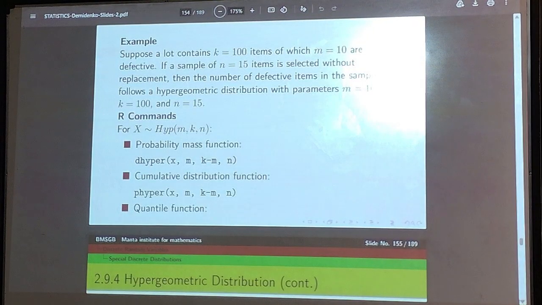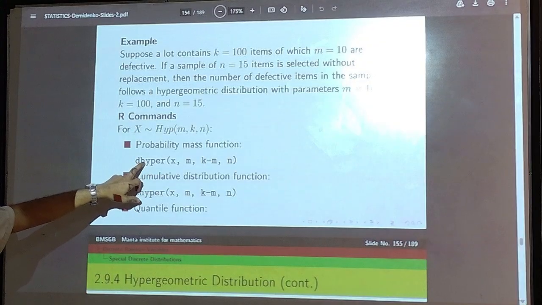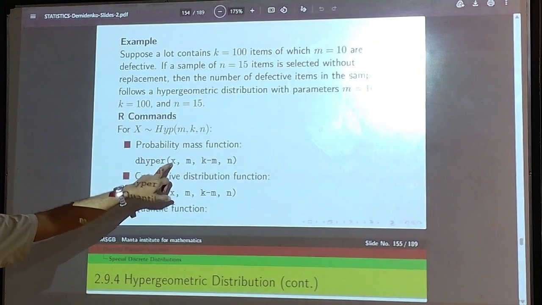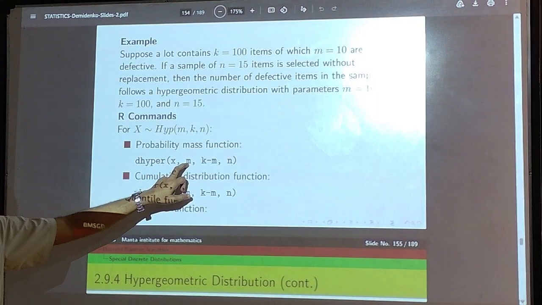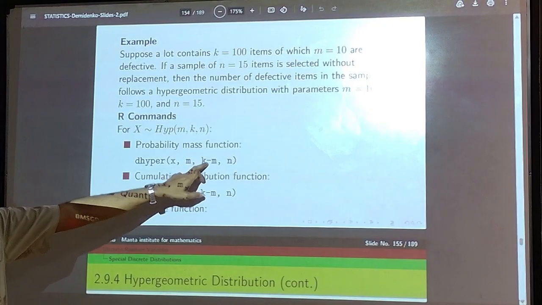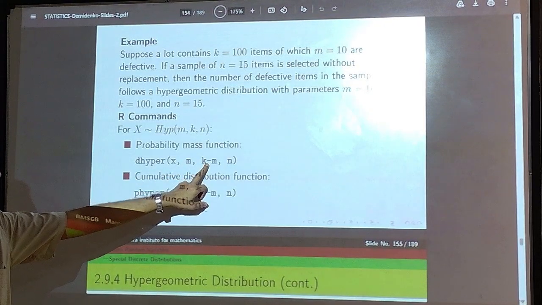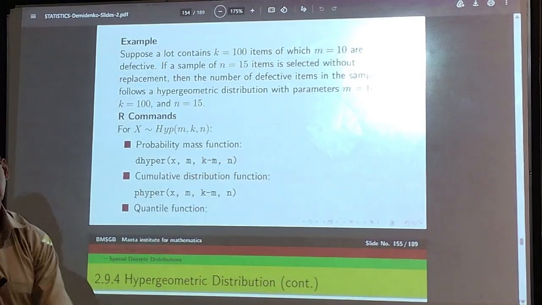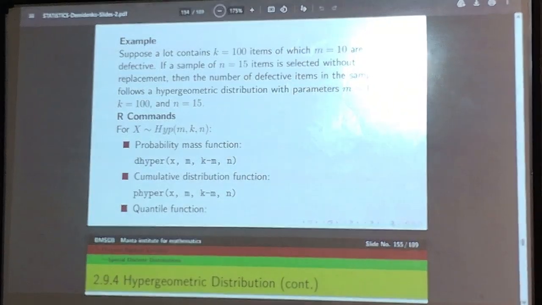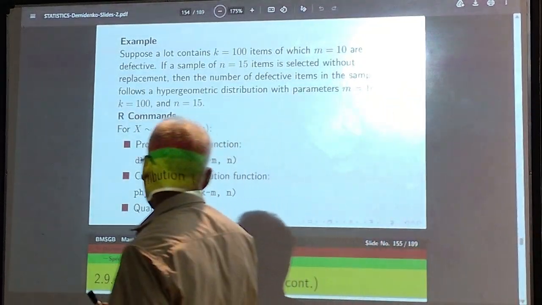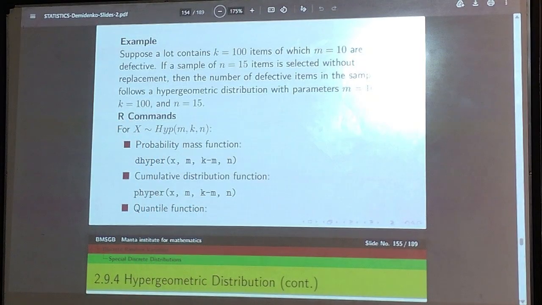ඒක මතක තියාගන්න. apply කරනකොට d hyper function එකේ arguments තියෙන විදිය: first එක x value එක, second එක number of successes in the population, third එක number of failures in the population, and then the sample size. That's how the arguments are given in hypergeometric distribution.